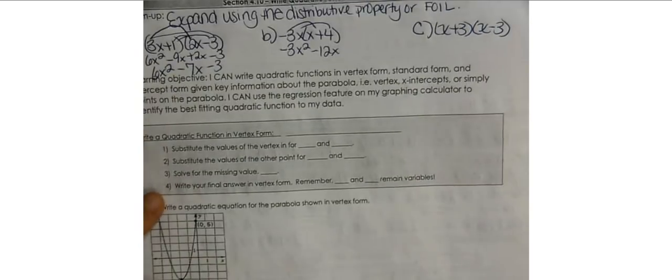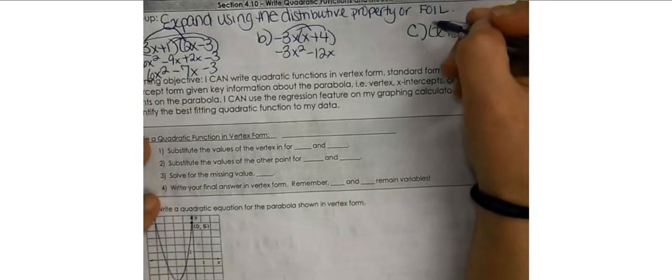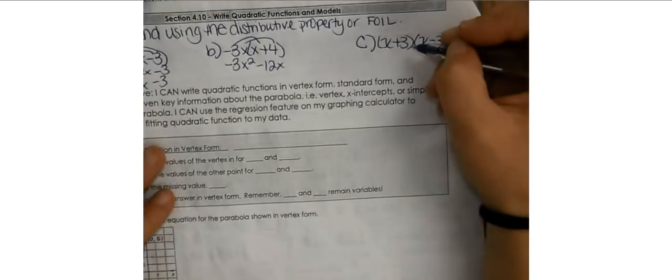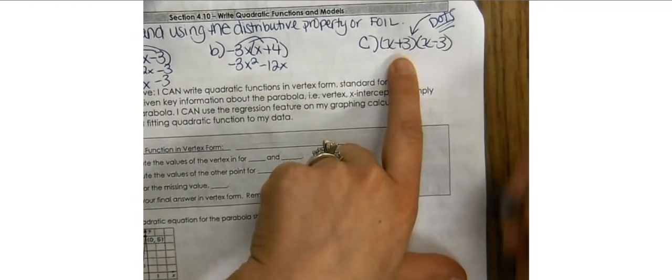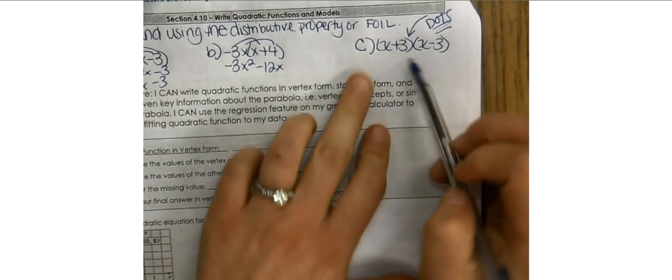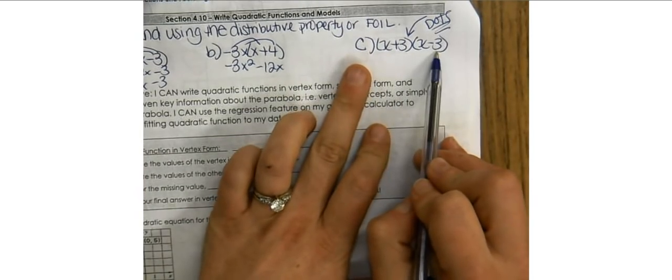And finally, we have x plus 3 times x minus 3. Hopefully this looks familiar to you, that your answer is going to be a difference of two squares. And the way that you can tell is that every term is exactly the same. The only thing that's different is one has a plus and one has a minus. So our answer is going to be x squared minus 9.